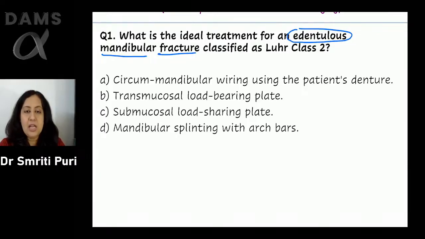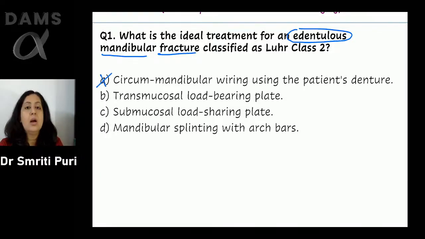Coming to option A, circummandibular wiring using the patient's denture. I have told in the class also, we never prefer the patient's denture for treatment of an edentulous mandibular fracture, because the alveolar ridge resorption is a continuous process and the denture tends to become loose over time. It tends to lose its stability and retention. So option A is ruled out.